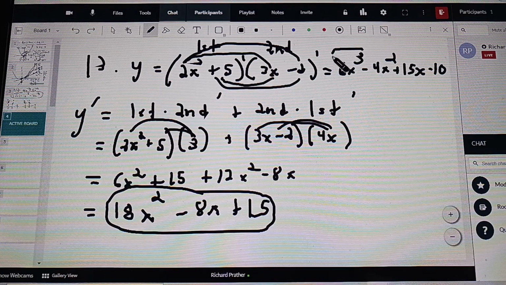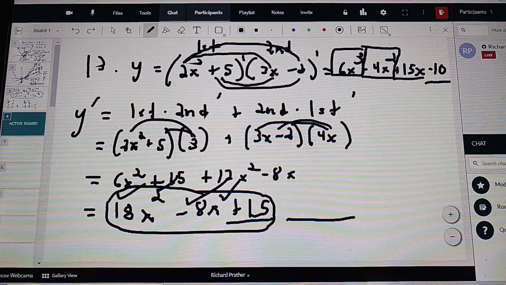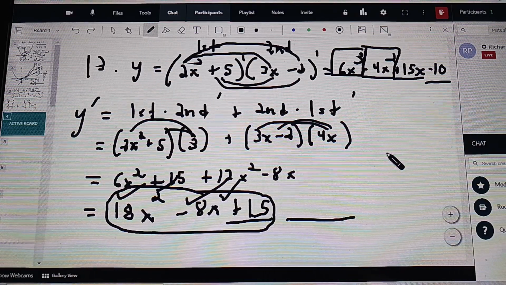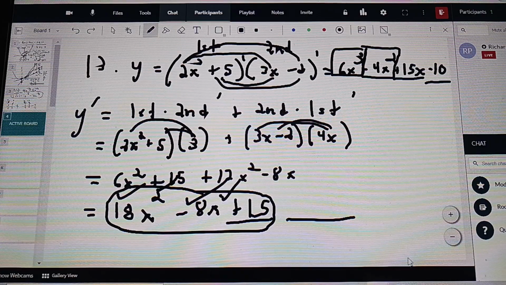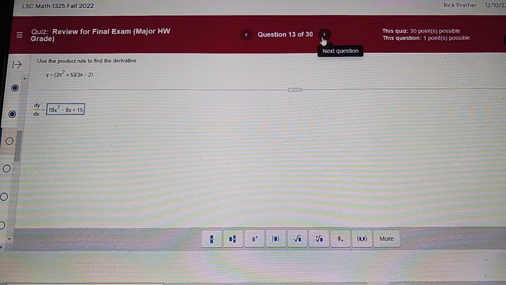The derivative of 6x to the third is literally 6 times 3, 18. Decrease the exponent by 1 to a 2. And then the derivative of negative 4x squared is 2 times negative 4, negative 8. Decrease the exponent by 1 to a 1. And the derivative of 15x is just 15, and the derivative of negative 10 is nothing. So yeah, I just double checked that the answer is definitely correct: 18x squared minus 8x plus 15. I did it by 2 different methods and got the same answer both ways.